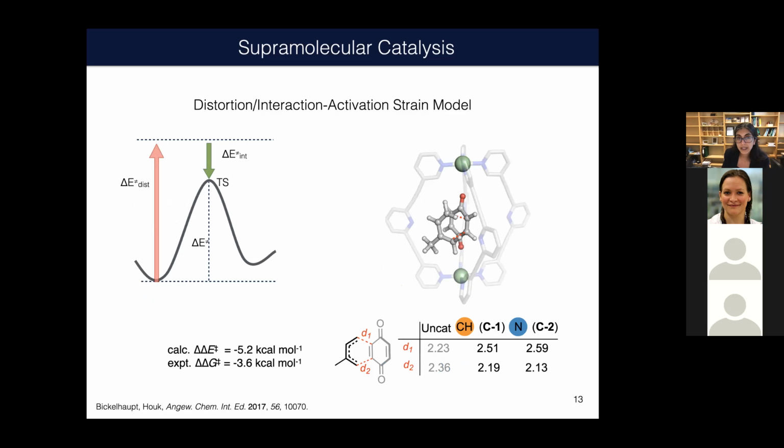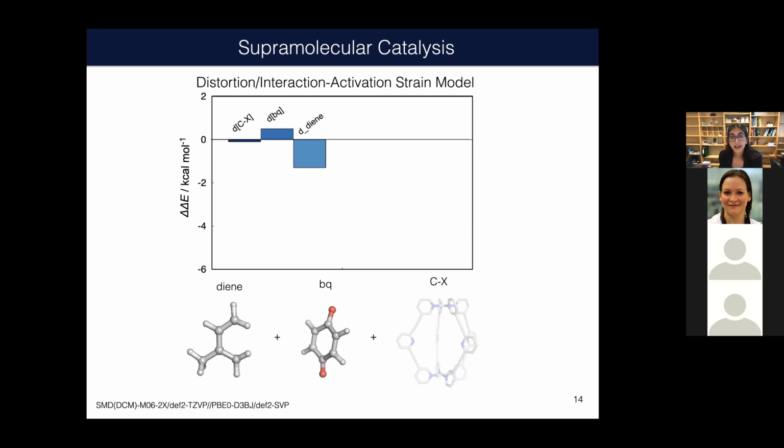And to explain that, we decided to use the so-called distortion interaction activation model, which allows us to split the activation energy in two terms. One is distortion, and the other one is the interaction. So distortion is telling me how much energy I need to distort my system from reactant to the transition state. And the second one is the stabilization that my catalyst is providing into the system. In both cases, you can see that the catalyzed reaction compared to the uncatalyzed is very asymmetric, because you end up having a negative charge in this case that is stabilized by the CH interaction that I was showing before.